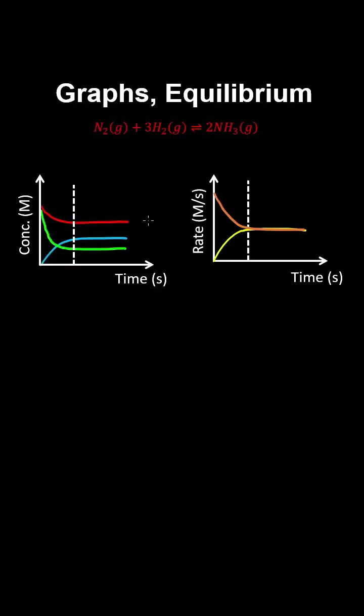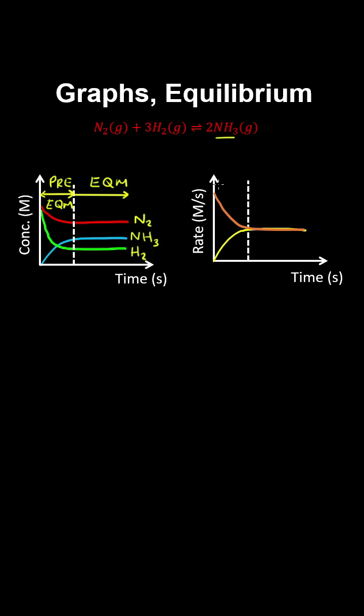We can use graphs of concentration, partial pressure, or rate of reaction versus time to understand when chemical equilibrium is established for simple chemical reactions. Here we have the Haber process, which represents the industrial production of ammonia from nitrogen and hydrogen gas. For every mole of nitrogen consumed, 3 moles of hydrogen are consumed, and 2 moles of ammonia are produced. Before equilibrium is established, there's a change in concentration of the reactants and products, and when equilibrium is established, the concentrations remain constant.